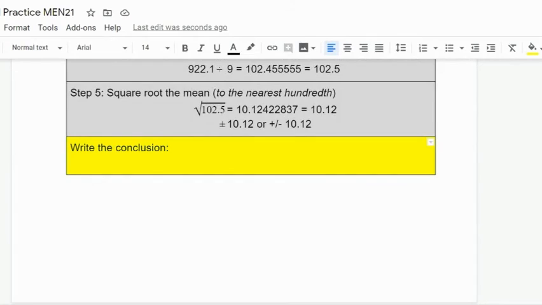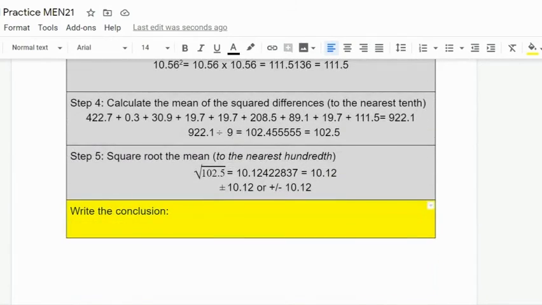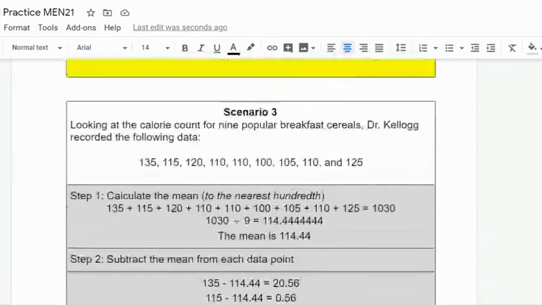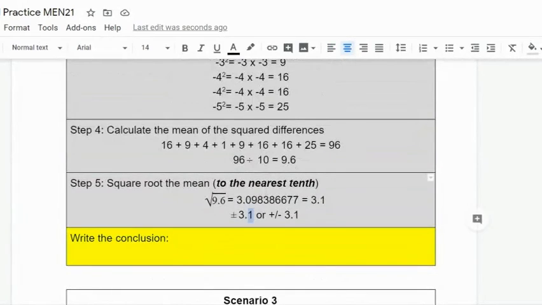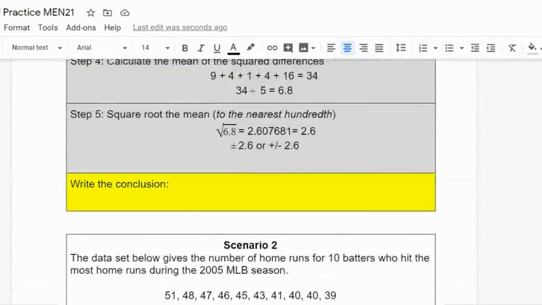I would keep the decimal place as the standard deviation is. So this is in hundreds. I would keep it in hundreds. This is in tenths. Keep it in tenths. This is in tenths also. This is also in tenths, so just keep it in tenths.